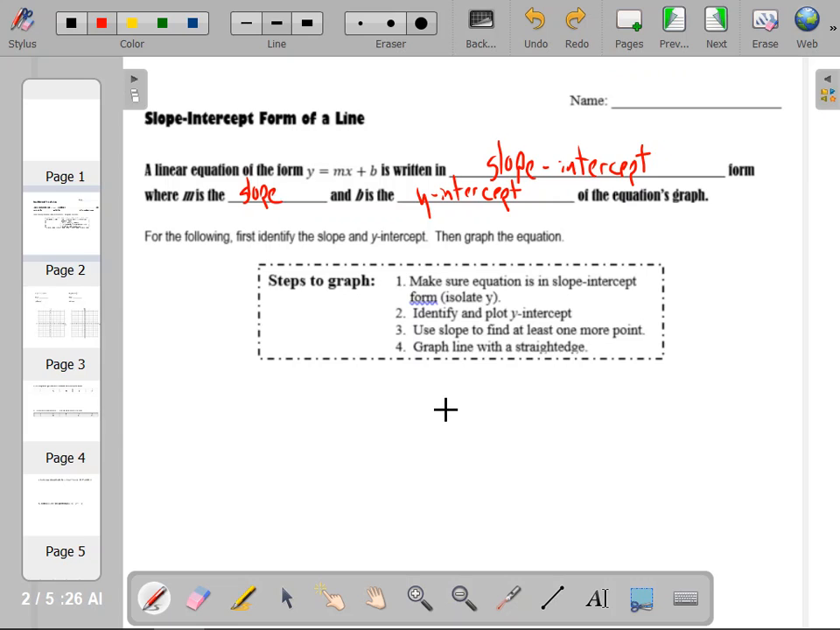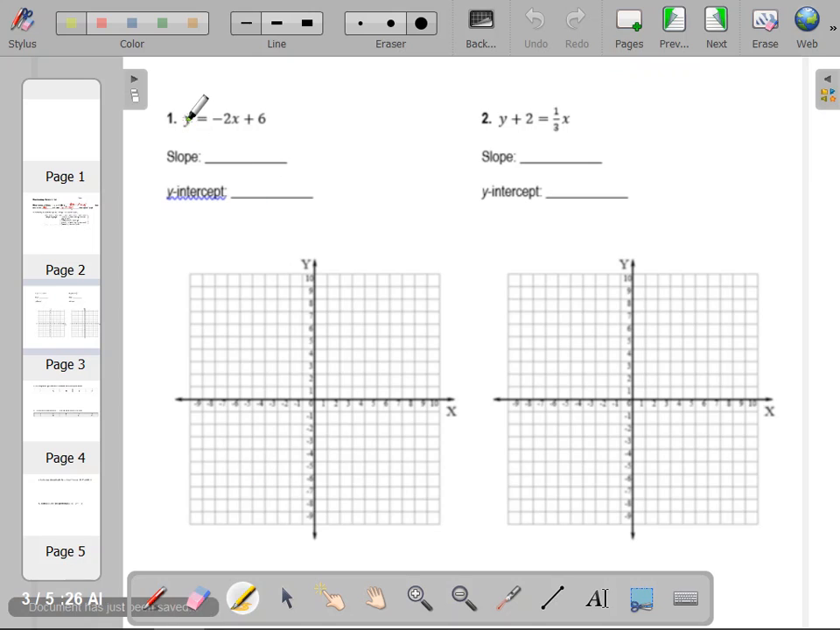So when we're trying to graph an equation in slope-intercept form, the first thing you want to do is make sure you isolate y, and then we'll start at the y-intercept and we'll count the slope. So let's go ahead and do a couple of these. First thing, it says y equals, so I know I'm in slope-intercept form. Then I can look and say, well, it's mx plus b. So in this equation, the m is -2 and the b is 6.